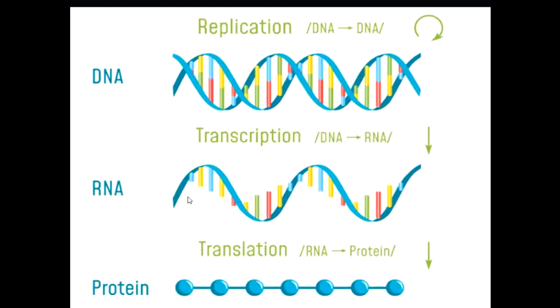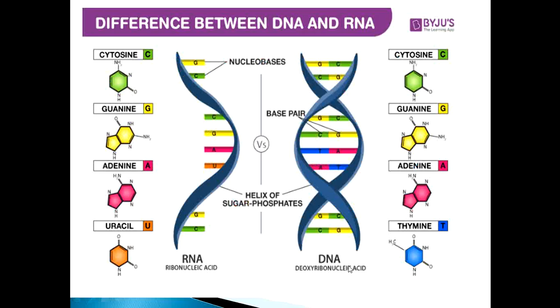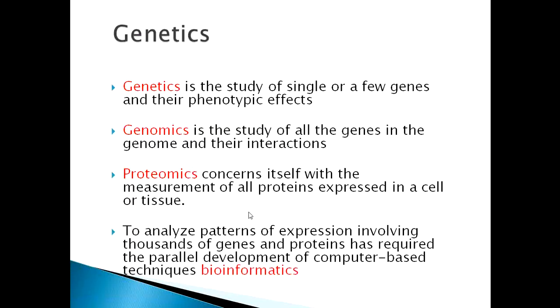So replication is the process of formation of DNA from DNA, while transcription is the process of formation of RNA from DNA, and in translation proteins are formed from RNA. You can see difference between DNA and RNA. RNA is a single-stranded structure while DNA is double-stranded structure. There are different types of RNA: ribosomal RNA, transfer RNA, and messenger RNA. All of them play important role in protein formation.